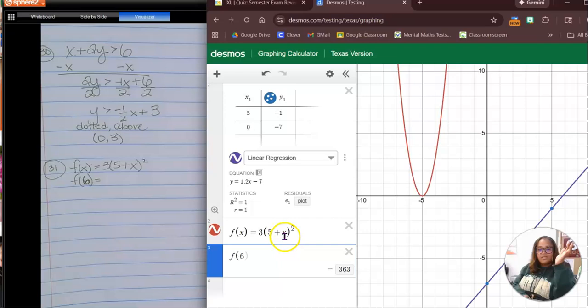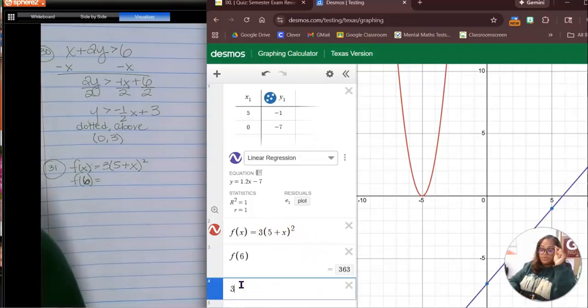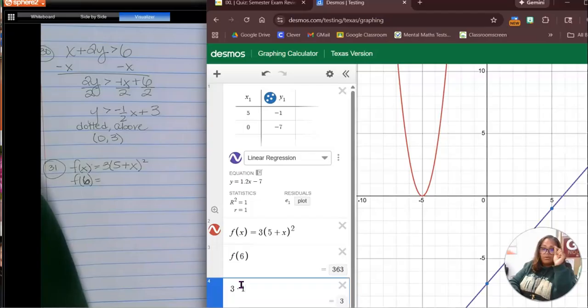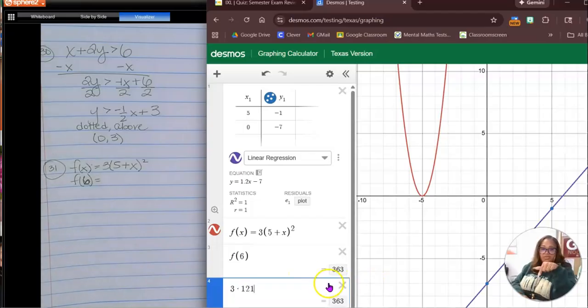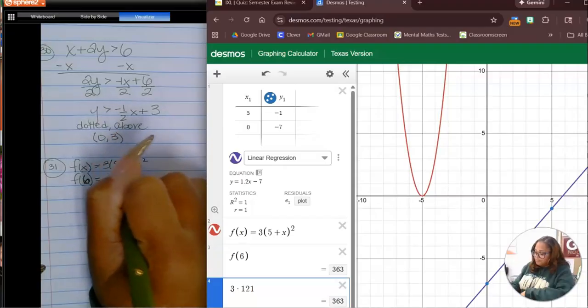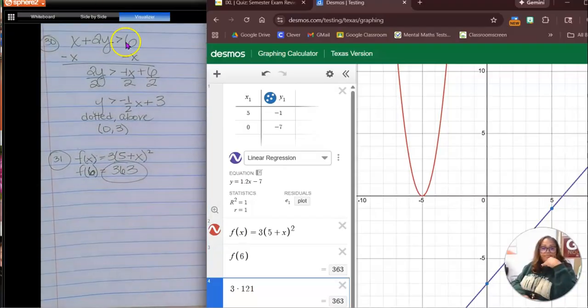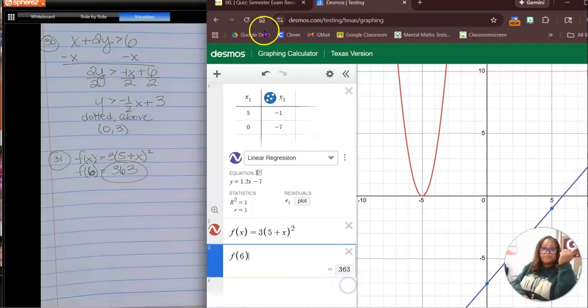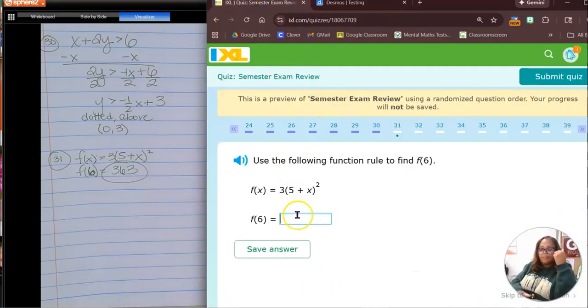So this is 5 plus 6, which is 11. 11 times 3, 11 squared would be 121, and then 3 times 121 would give us 363. So the answer here is 363. This is all we need to do. Desmos did it for me nicely and quickly. 363. Save.